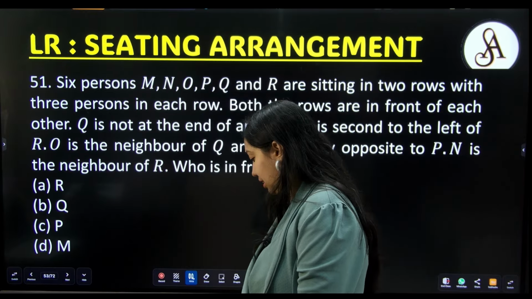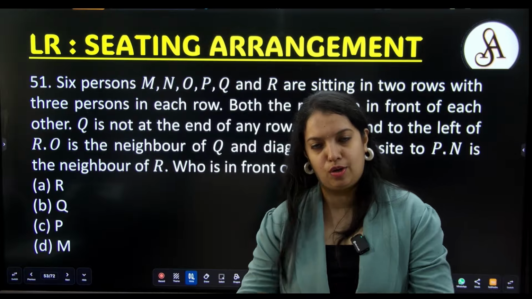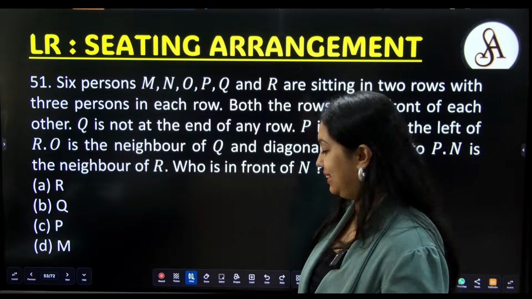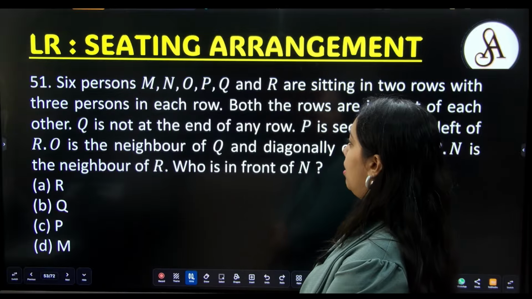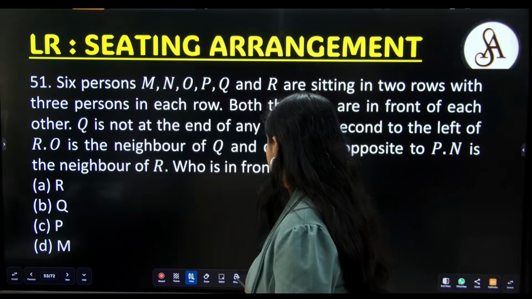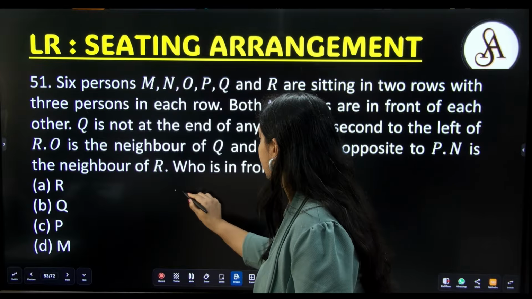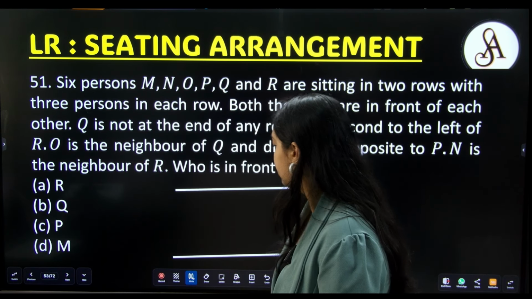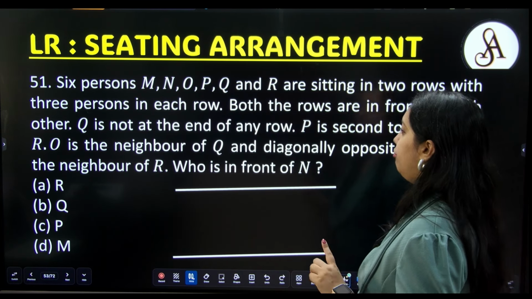Next. This question we have done in class. It is there both in illustration of ICAI material, and two similar questions like this are there even in your exercise of seating arrangement. 6 persons M, N, O, P, Q, R are sitting in 2 rows, 3 persons in each row. Okay, let's draw. 3 persons here, 3 persons here. Both are sitting opposite to each other. Both the rows are in front of each other.